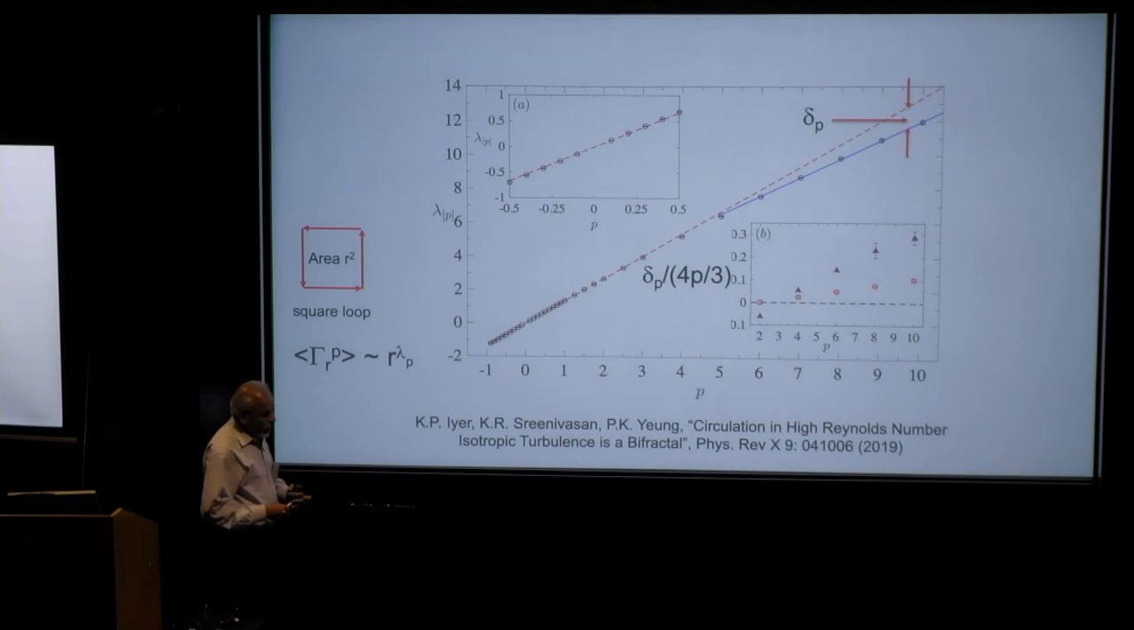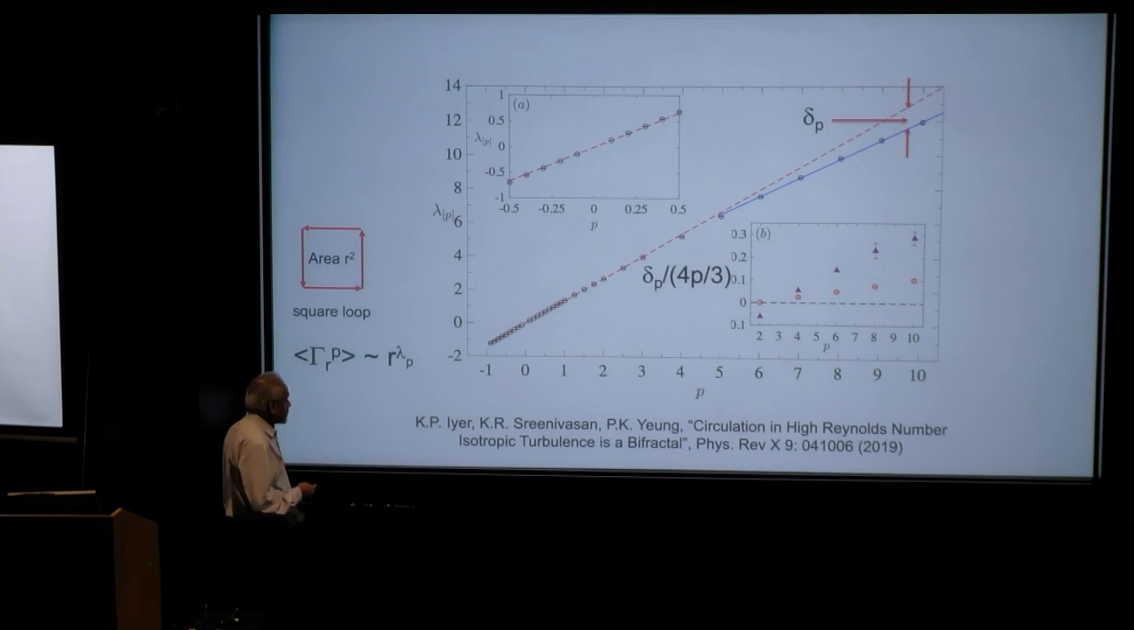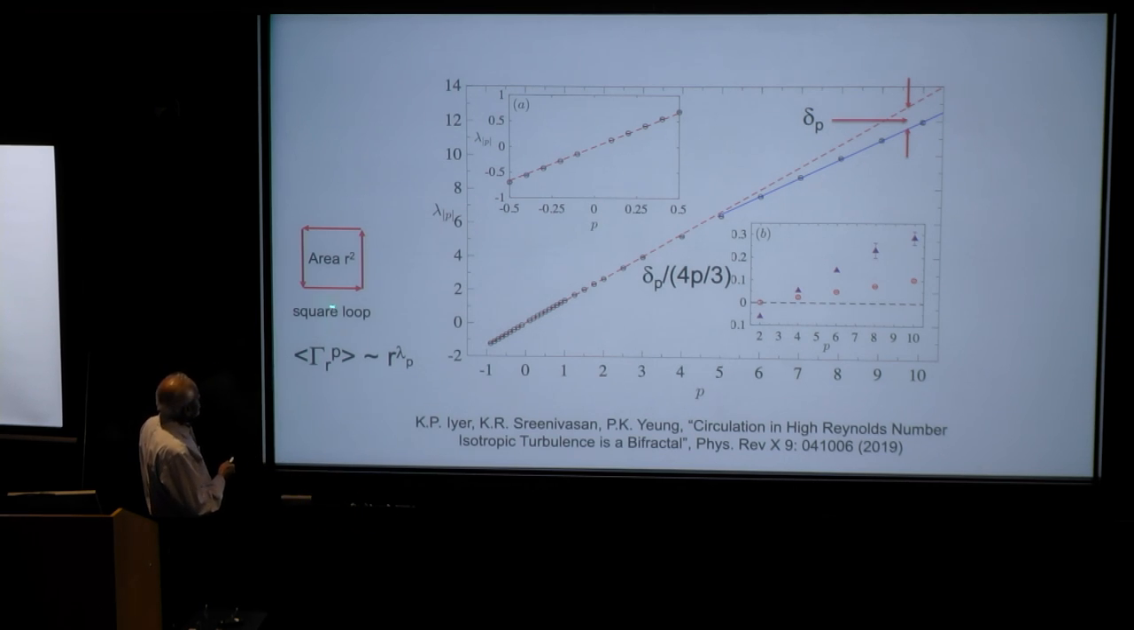If the precise geometry of the loop does not matter to a very large degree, let's take loops which are squares, and compute the circulation around it, call it gamma of r, where r represents a length, and evaluate its pth moment. That is to say, raise it to the power p, do it on all possible loops like this in the flow, and then do it for very, very many r's, and you expect a power law like this, for instance, and then you do it for different p's.